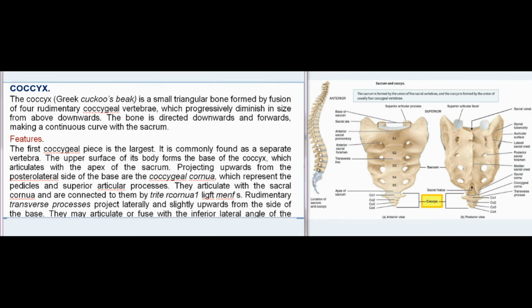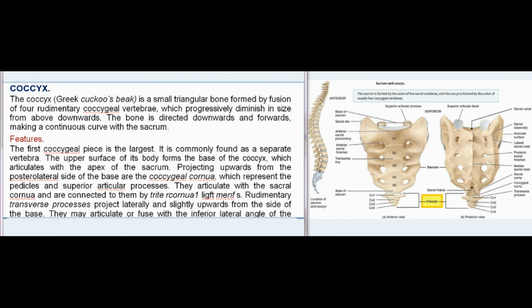Coccyx. The coccyx, from the Greek for cuckoo's beak, is a small triangular bone formed by fusion of 4 rudimentary coccygeal vertebrae, which progressively diminish in size from above downwards. The bone is directed downwards and forwards, making a continuous curve with the sacrum. Features. The first coccygeal piece is the largest. It is commonly found as a separate vertebra.